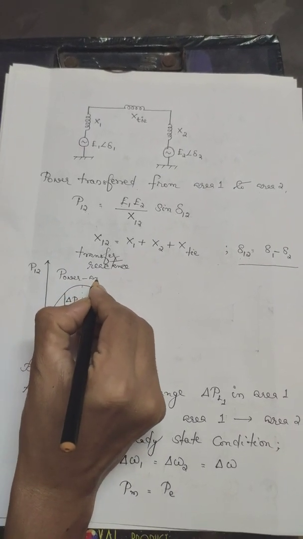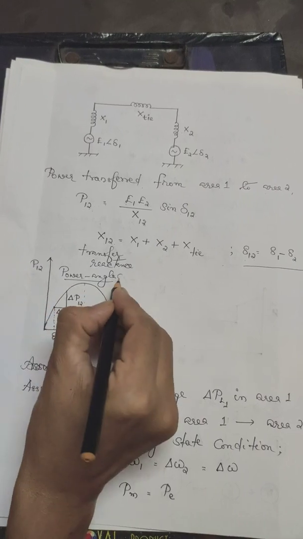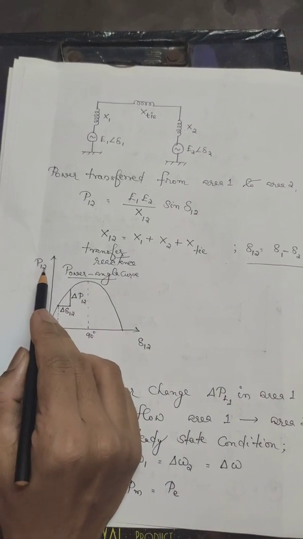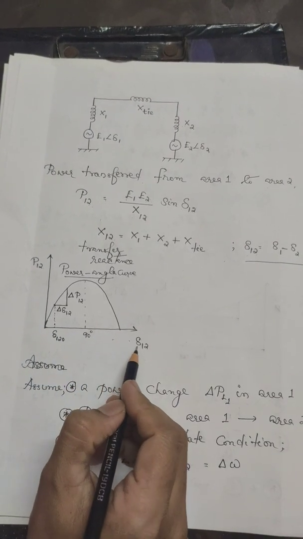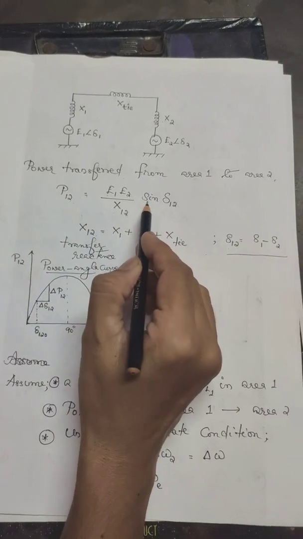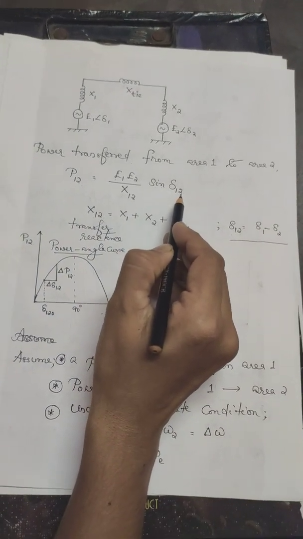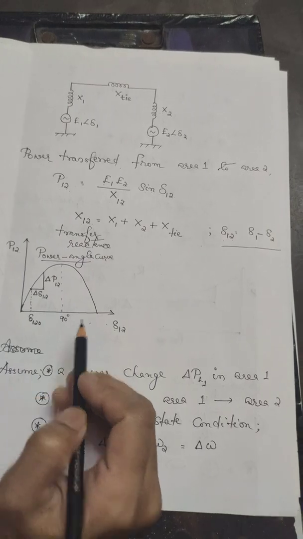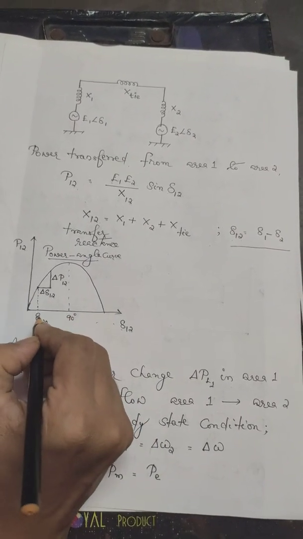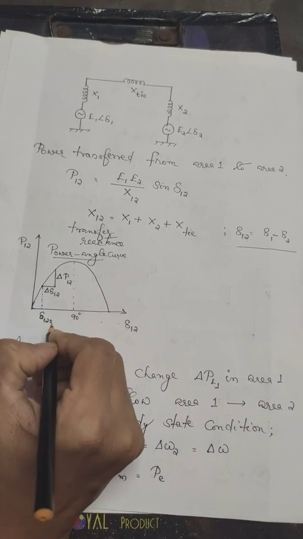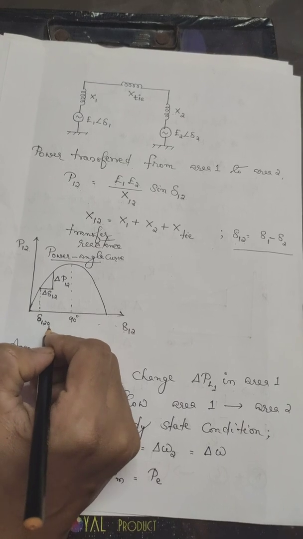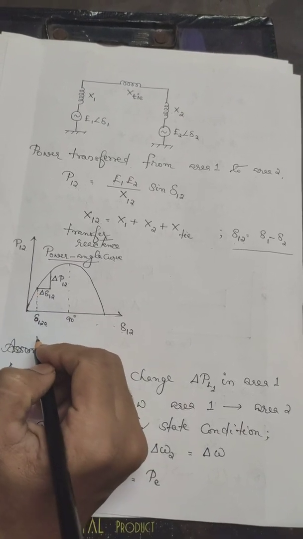This is the power versus angle curve. So here the tie line power P12 is plotted against angle delta 12. So we know that P12 is a sinusoidal function of delta 12. So we will get a sine wave here. So let delta 12 0 be the initial operating angle.